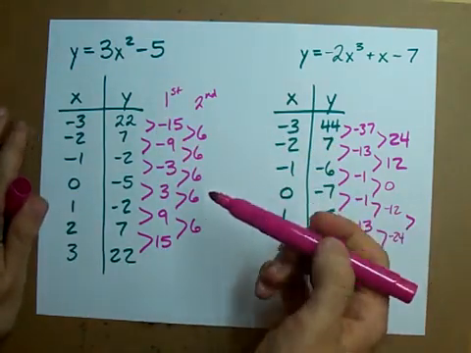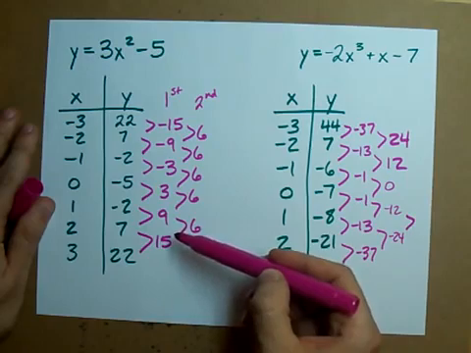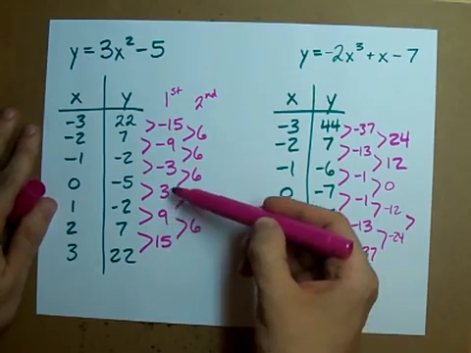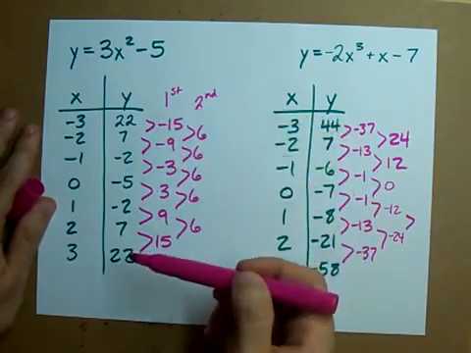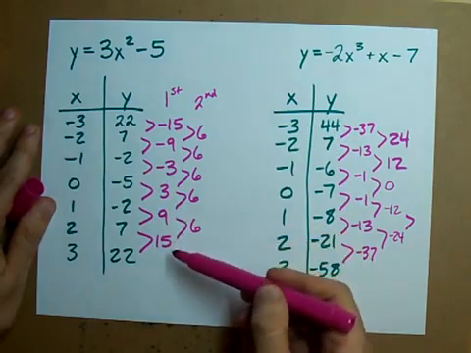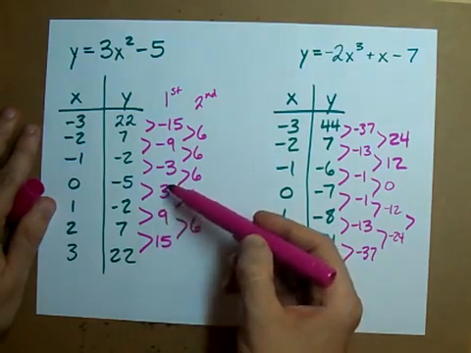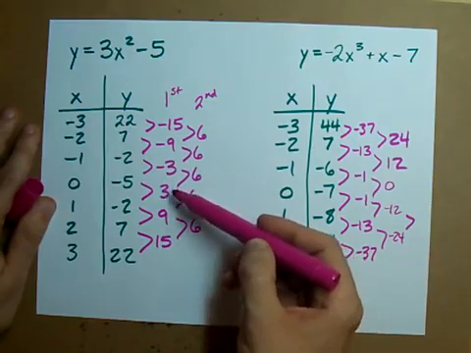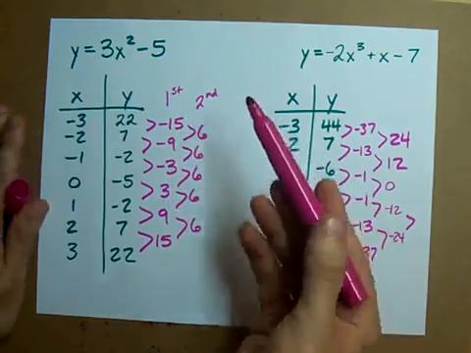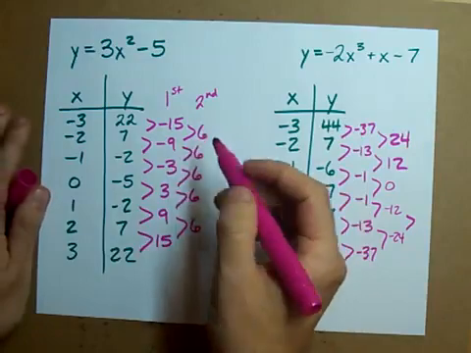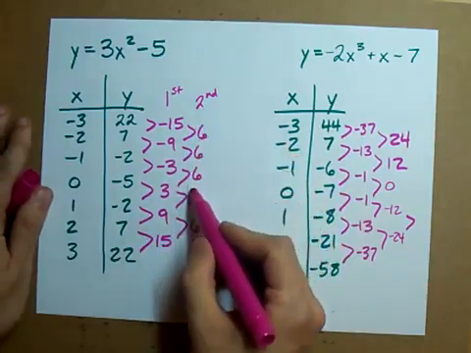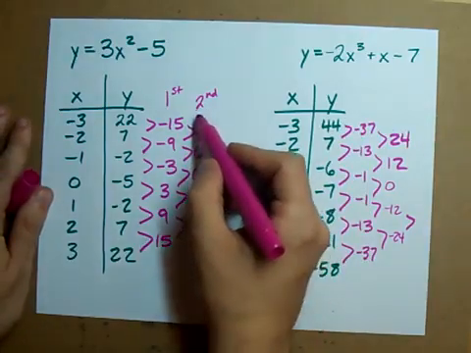Now, I like to live on the wild side, and I like to do second differences as well. So I take those first differences, and I subtract each of those from each other. 15 minus 9 gives 6. 9 minus 3 gives 6, and so on. I found something very interesting, which is the second differences were constant here.